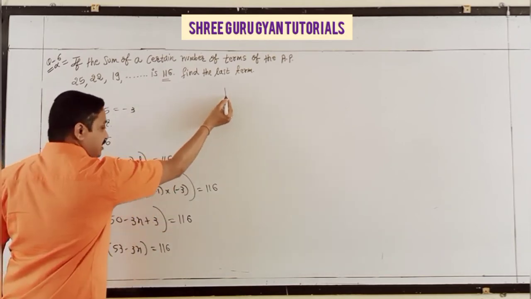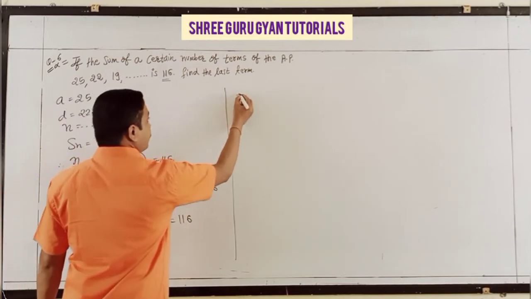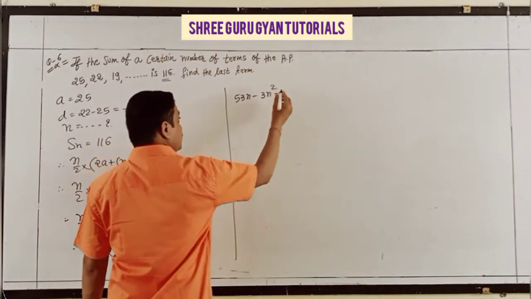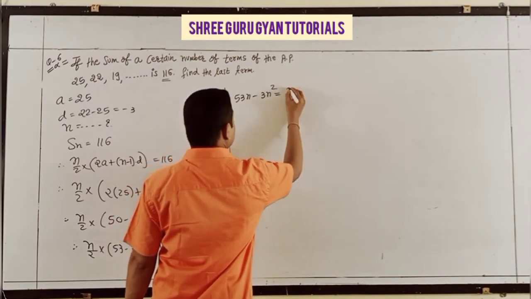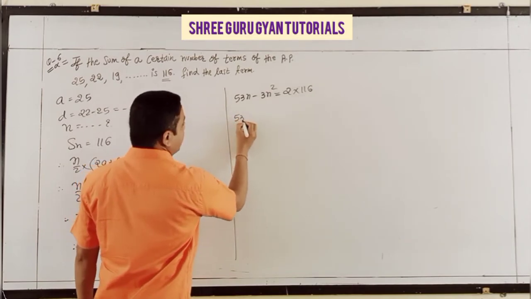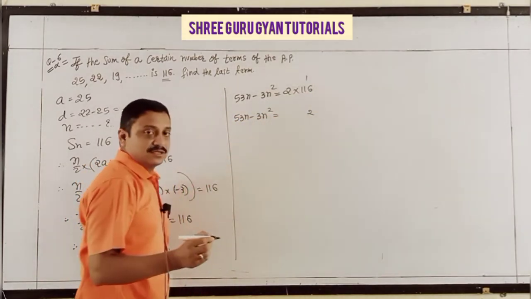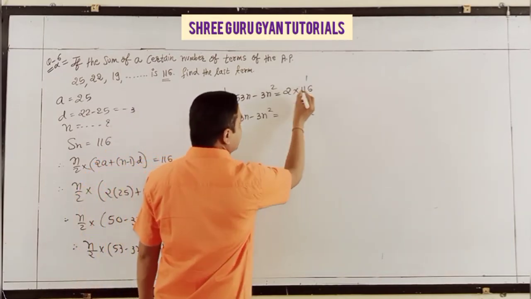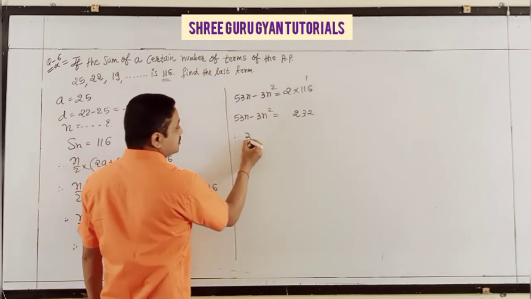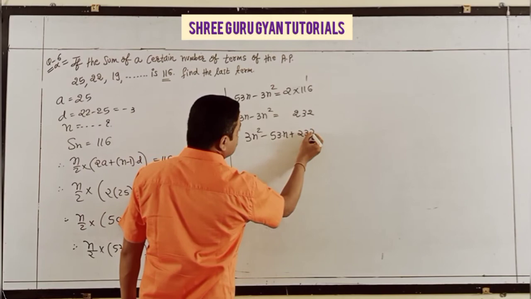Now students, I think here one big product is available. So 53n minus 3n square is equal to 116 into 2. So total you cover 53n minus 3n square equals 232: 6 2s are 12, 1 carry, 2 1s are 2 plus 1 is 3, and 2 1s are 2, 232. So I just arrange 3n square minus 53n plus 232.